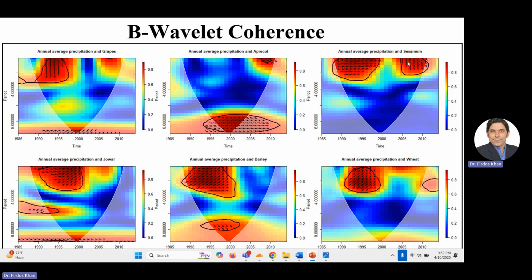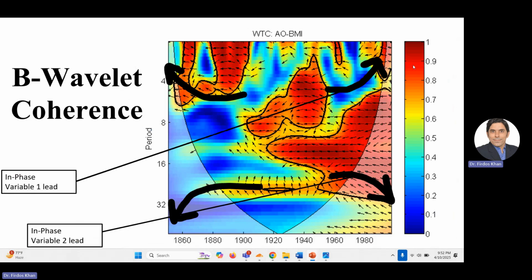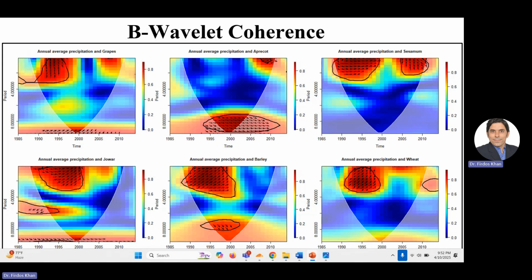And if the arrows are in this direction, somewhere like left upwards, this means that the variables are in anti-phase relationship. There is a strong negative correlation. And by the way, variable 2 influences variable 1 in this case, as per the interpretation of this plot. So this is all about the wavelet coherence plot.